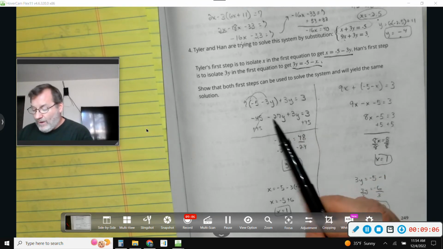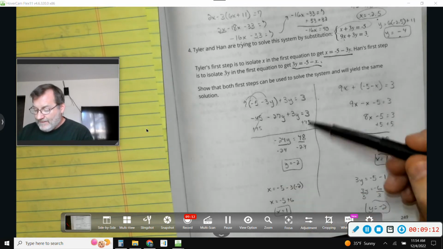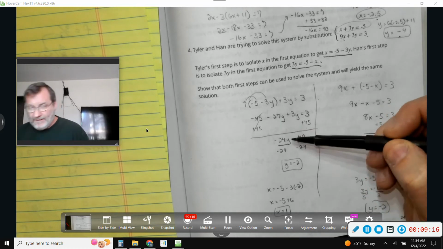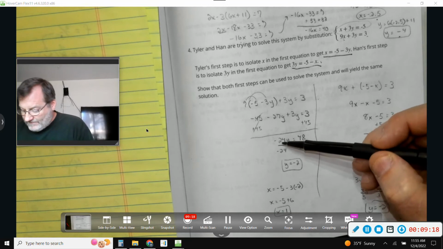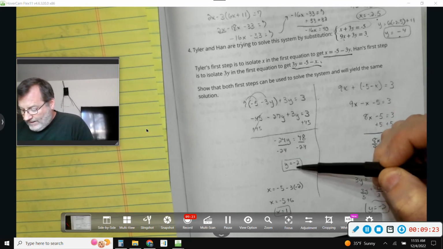I'm going to keep all the y's on one side and all the numbers on the other side. So I'm going to move that 45 over here by adding it, which gives me a 48. Negative 27 plus 3 is a negative 24. Right? So negative 24y equals 48. Divided by the coefficient of the unknown, y equals negative 2.